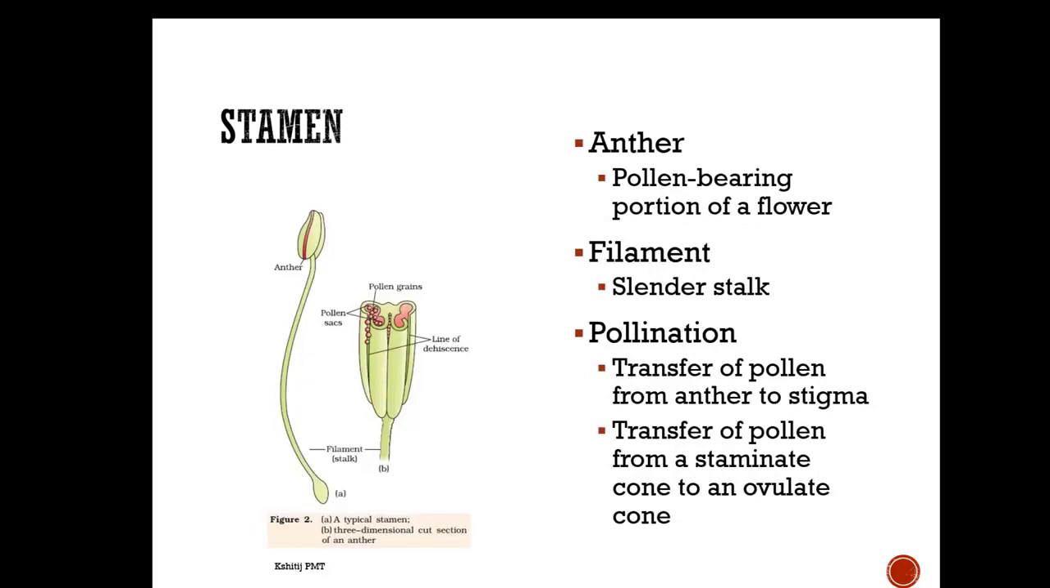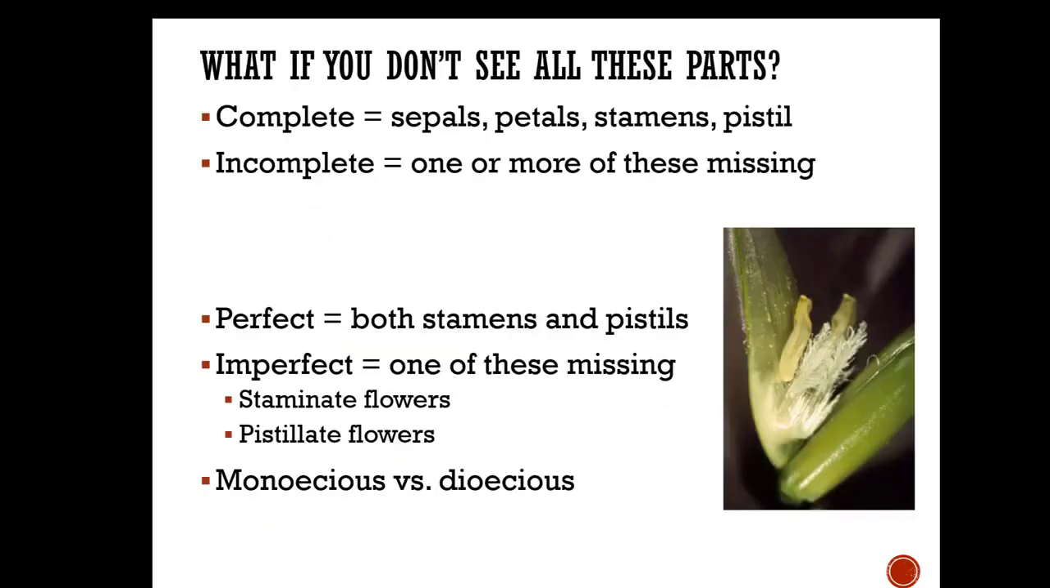The stamen consists of the anther. That's the pollen-bearing portion of the flower. You can see there's a close-up of the stamen here. The filament is the slender stalk. And pollination occurs when there's a transfer of pollen from the anther to the stigma, or from a staminate cone to an ovulate cone in conifers.